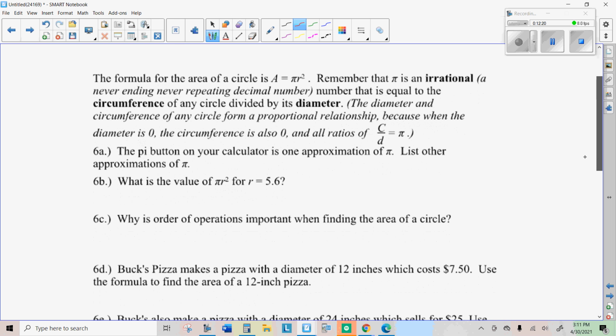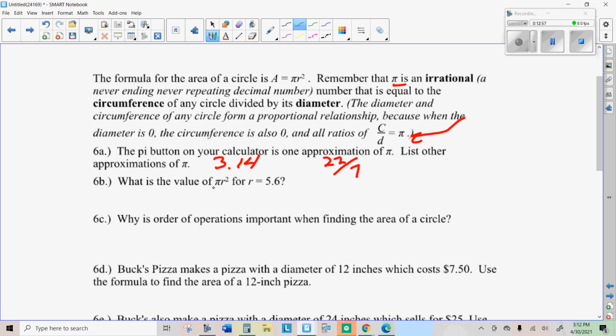All right, the formula for the area of the circle is the area equals pi r squared. Remember that pi is an irrational, never-ending, never-repeating decimal number that is equal to the circumference of any circle divided by its diameter. So that looks like this here, circumference divided by diameter. The pi button on your calculator is one approximation of pi. List other approximations of pi. 3.14 is another one. 22 over 7 is another one people sometimes use.